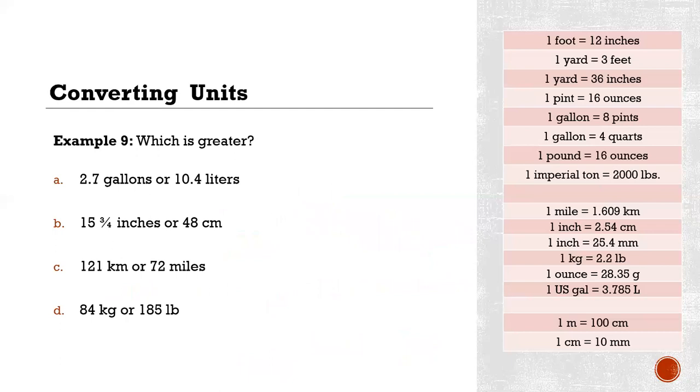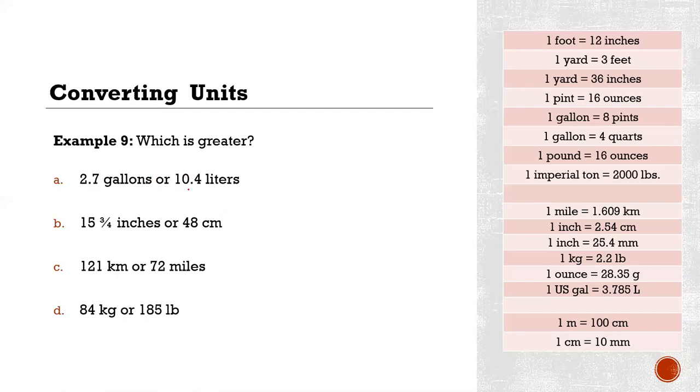And one very last question. This is a great test style question. Which one's greater? Or are they equal? We could do that. So in this case, it's just like when we were comparing fractions, you make your denominators common. When we're comparing measurements, we make the measurements the same. So all we're going to do is convert these and make each of the units the same. So 2.7 gallons or 10.4 liters.